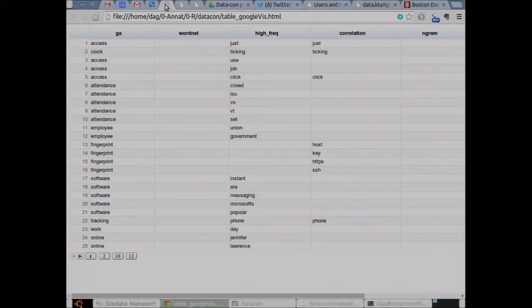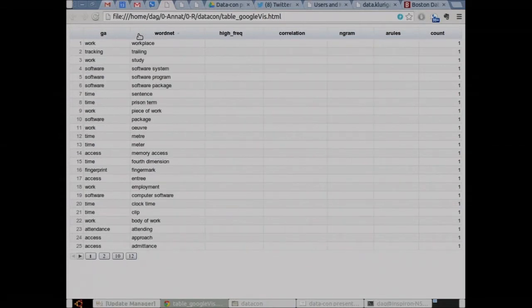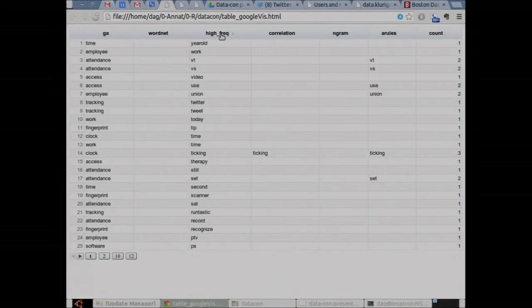And I will do that here. And so now you can see. So for instance, I can sort this by Google keyword. I can go in and look at which Google keywords are then synonymous with WordNet. So I can just sort on WordNet. I can do the same thing with high frequency keyword. For instance, time goes together with year-old, employee with work, and so on.